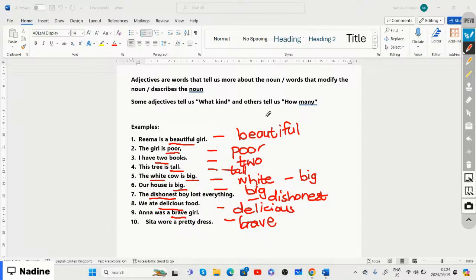And then lastly, we have Sita wore a pretty dress.